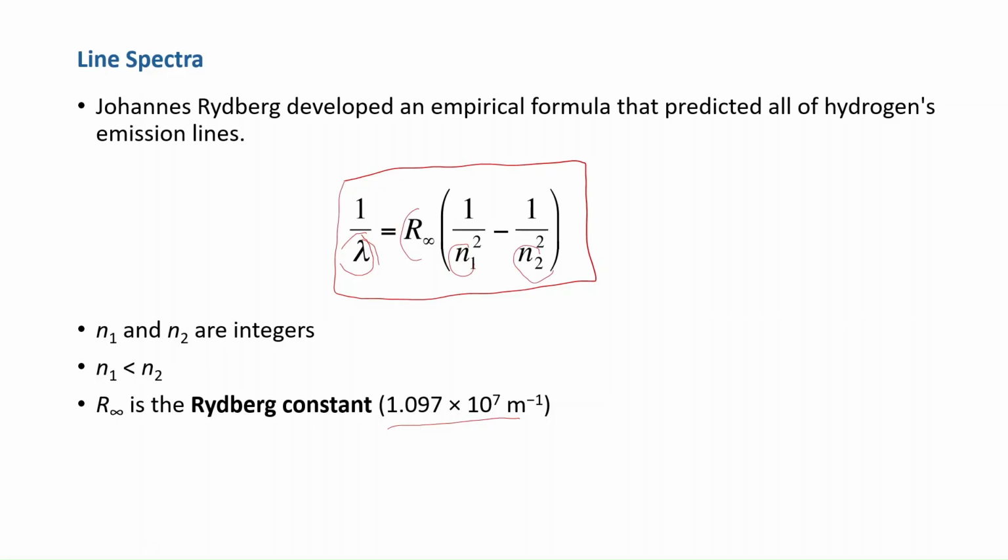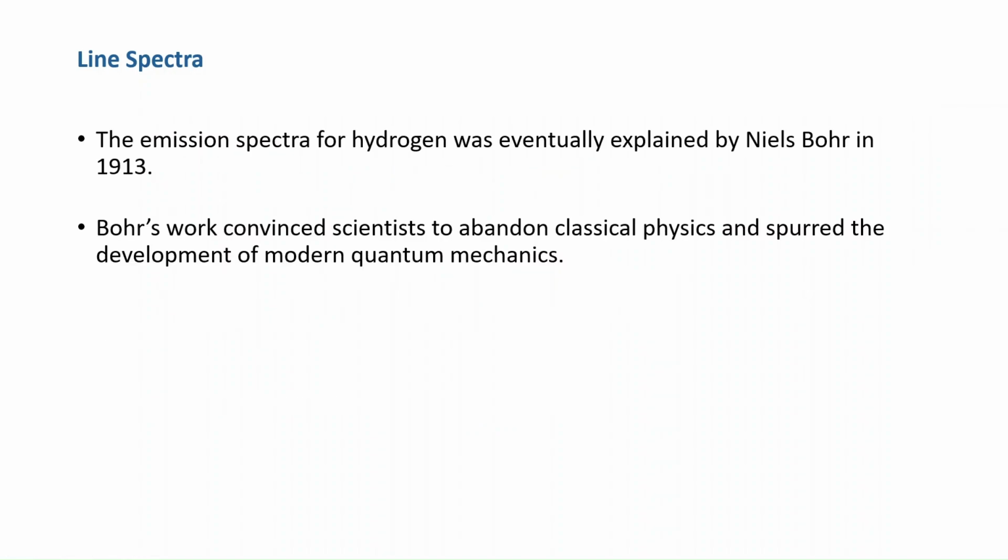And he was able to predict hydrogen's emission lines perfectly. Now, the problem is he did look at emissions in other elements and it didn't work. Okay? But it worked for hydrogen. And once again, you get the idea that since these numbers are integers, you have only specific frequencies and specific colors and specific energies too. So that explains that very well.